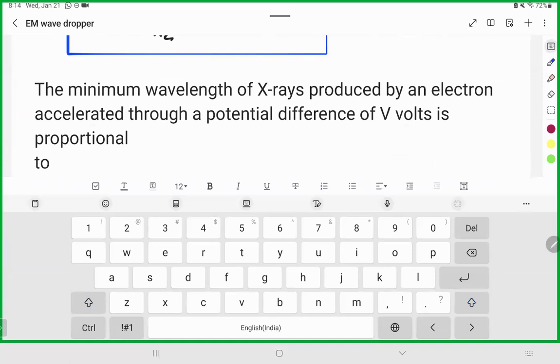Minimum wavelength of X-ray produced by an electron accelerated through a potential difference is proportional to.